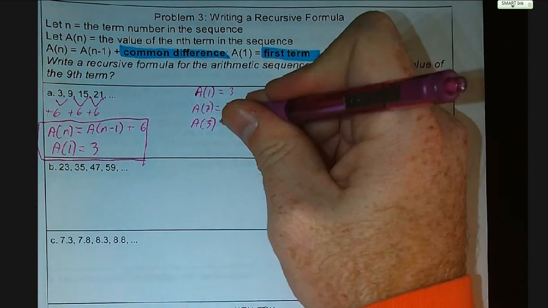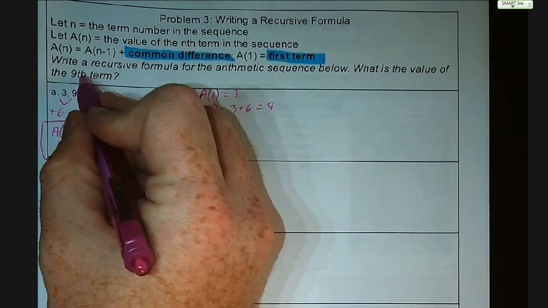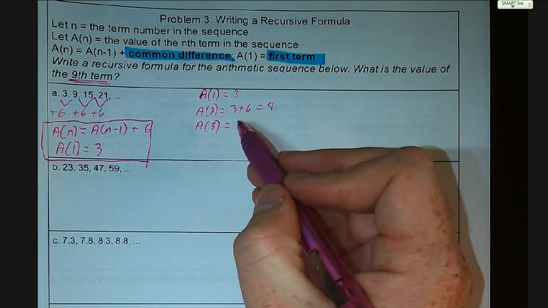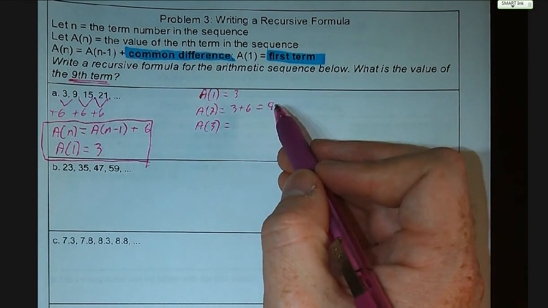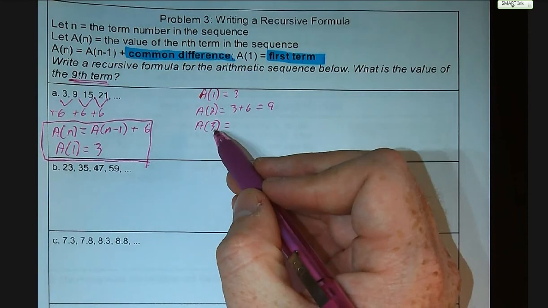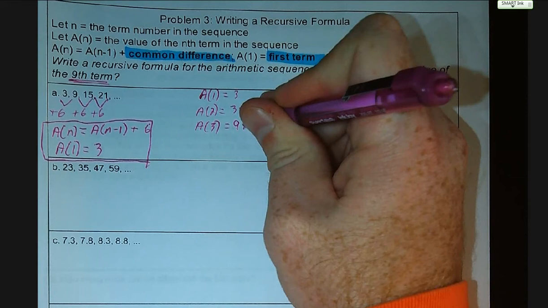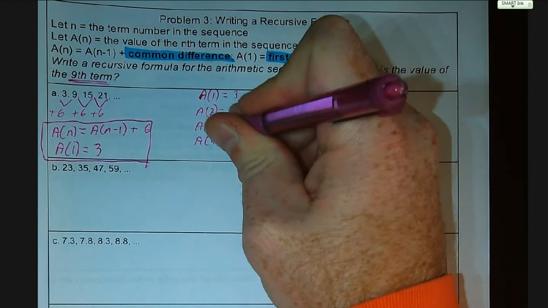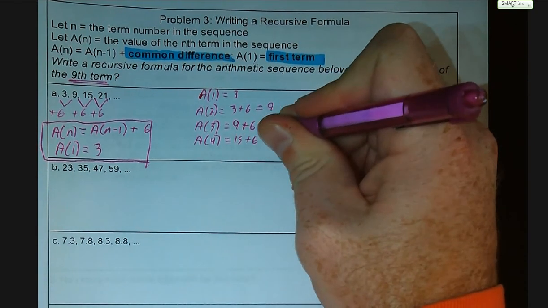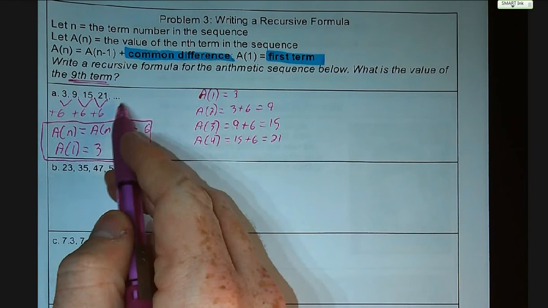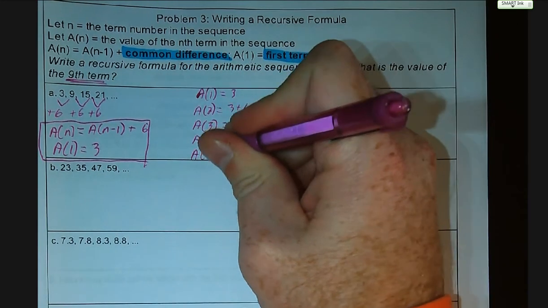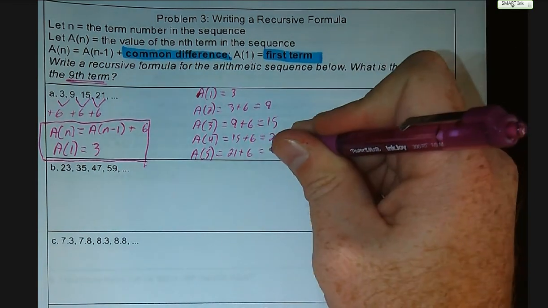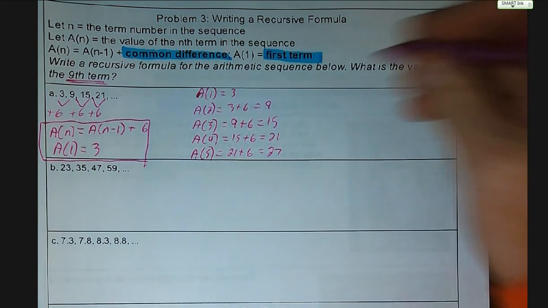So we were told we want to find which term. We want to find our 9th term. So our second term is going to be our first term plus 6, which is 9. Our third term is our second term, 9, plus 6, which is 15. Fourth term, 15 plus 6, which is 21. Those we were all given. Now we're going into the unknowns. Our fifth term is 21 plus 6, which is 27. So you keep going with that.